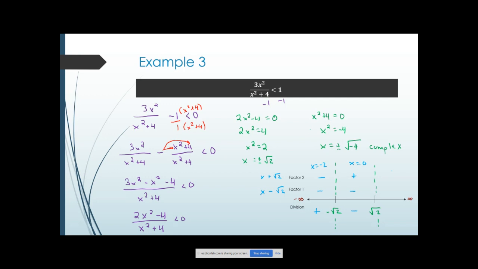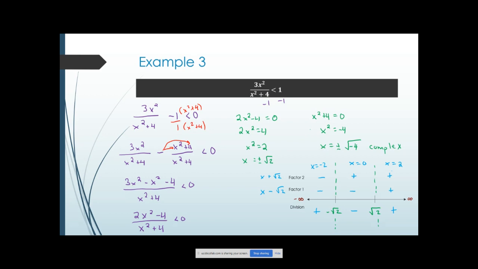And now I want to plug in a number larger than the square root of 2. So since square root of 2 is 1.4 something, plug in 2, that's bigger. 2 plus the square root of 2, that's positive. 2 minus the square root of 2 comes out to 0.58 something, so that's still positive. A positive divided by a positive is still positive.